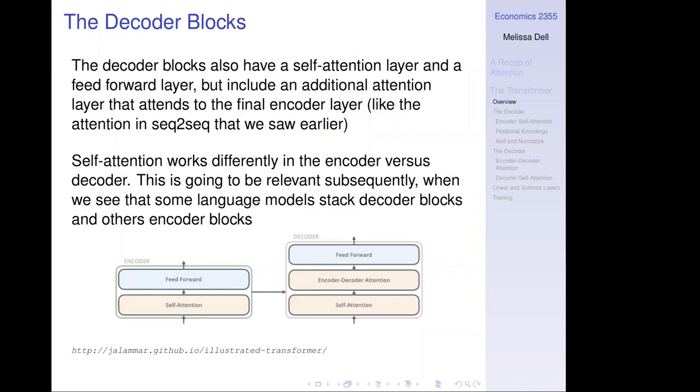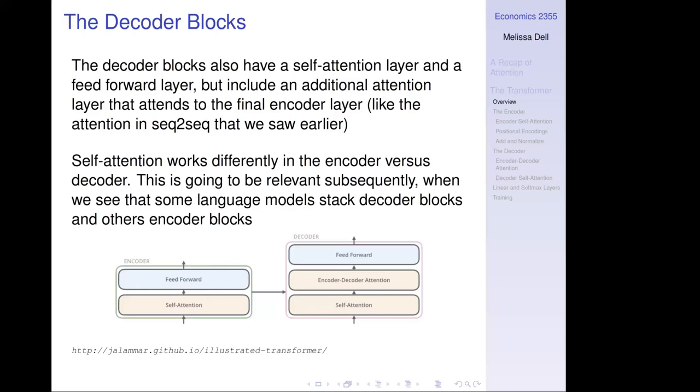Okay, so the decoder blocks also have a self-attention layer and a feed-forward layer, but they include an additional layer sandwiched between those, which is called encoder-decoder attention. This layer attends to the final encoder state, sort of like what we saw in seq-to-seq earlier. And so that's the first difference between the decoder and the encoder: the decoder pays attention to the encoder hidden state like we saw before.